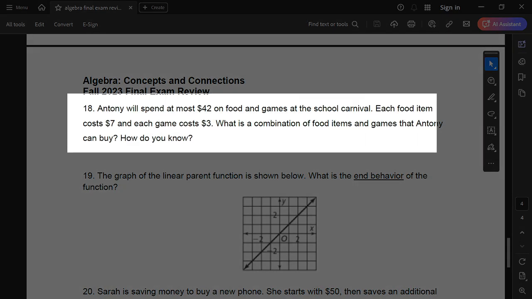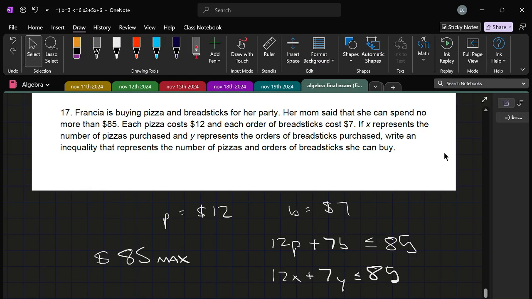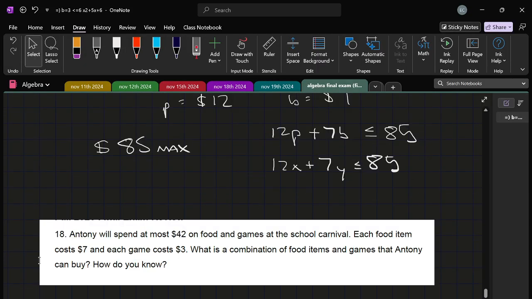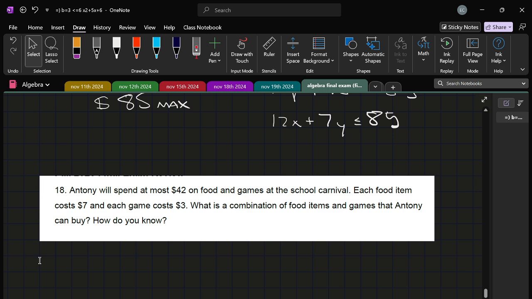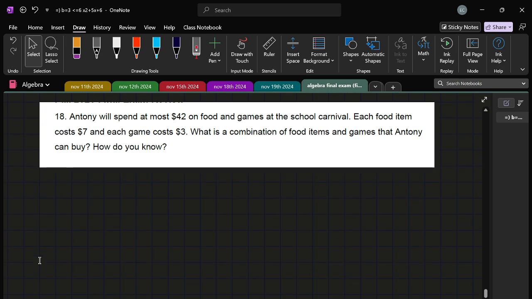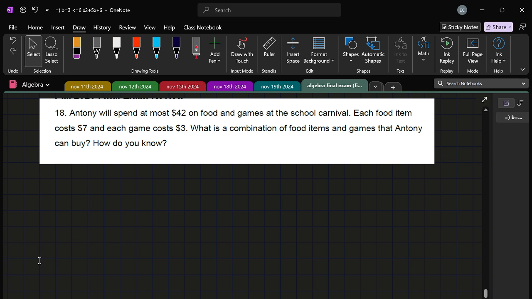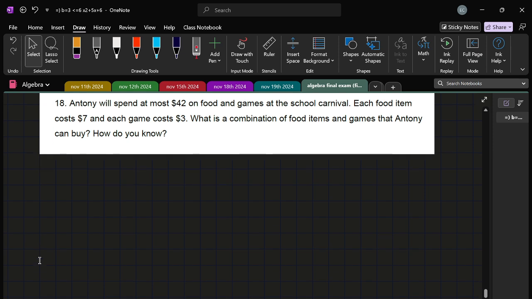Number 18. Anthony will spend $42 max. Food is $7, game is $3. What is a combination that you can buy?